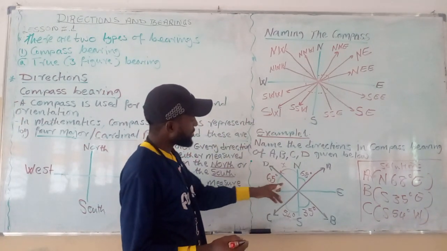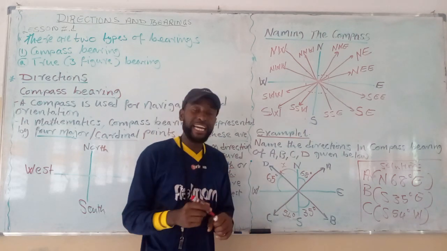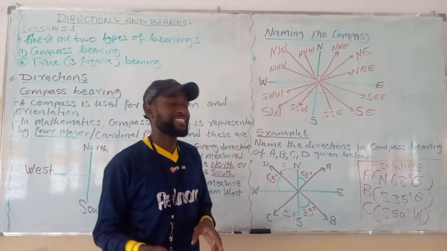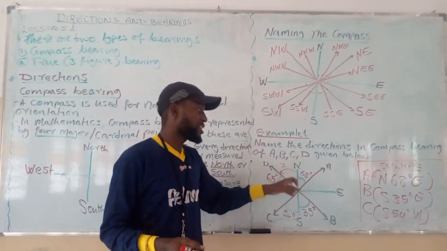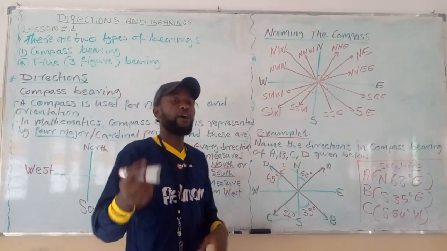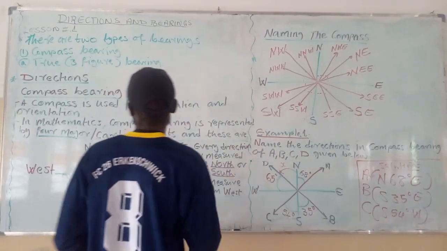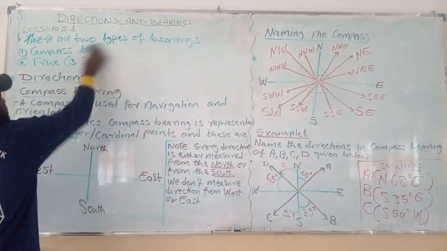I know that this plus this one gives me 90 degrees. So I'm just going to subtract 65 from 90, and then I will find this direction. And when I find this direction, I will name it like this, and I'll be correct. Now let's see how we can work it out. Let's do it from here.